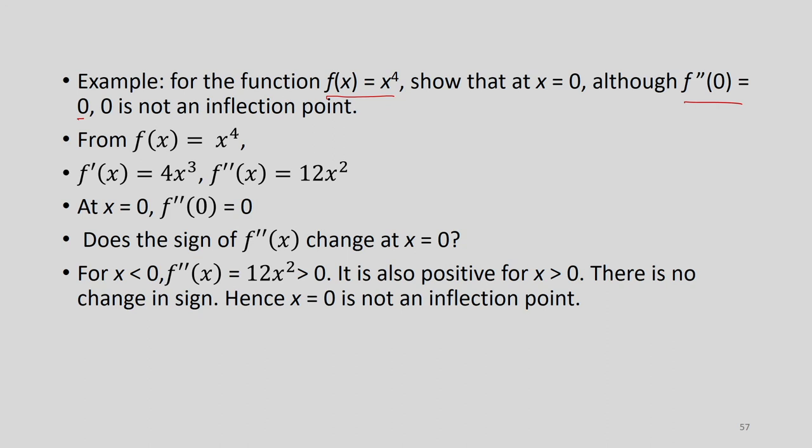Let us see if we can show that. f of x is equal to x to the power 4. We take the first derivative, it becomes 4 x cube. Second derivative, it becomes 12 x square. Now, what is the necessary condition for an inflection point? It is that f double dashed should be equal to 0. Now, at x is equal to 0, what happens to the f double dashed? It becomes equal to 0. So, the necessary condition is satisfied.